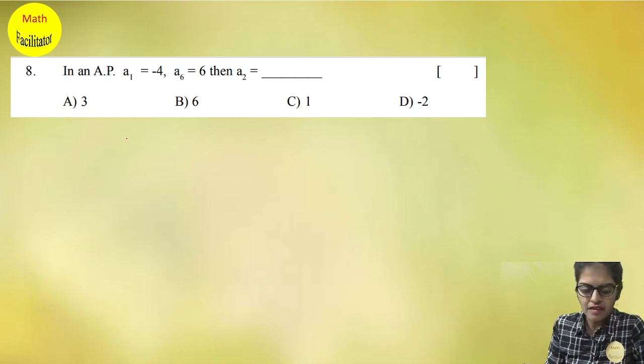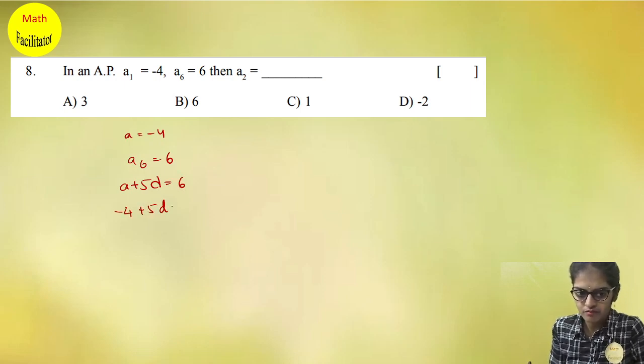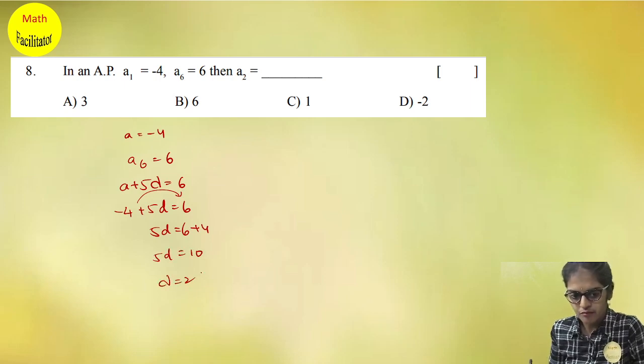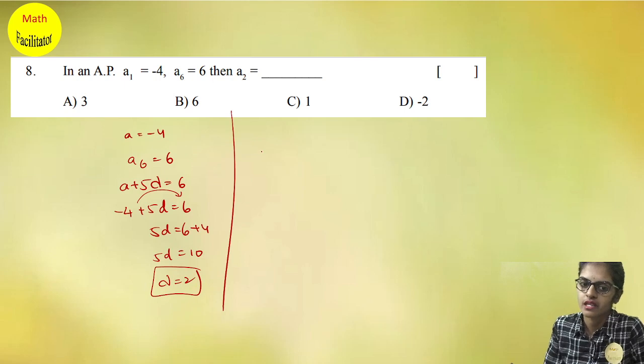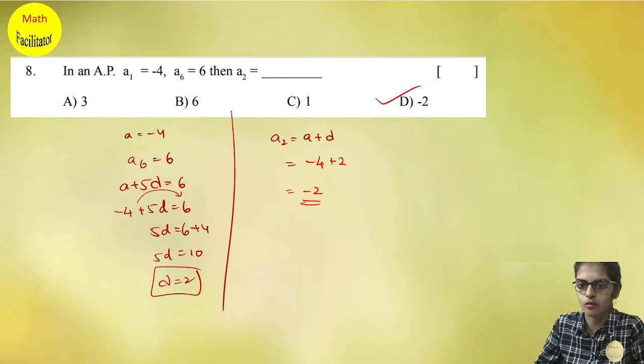Yes. If in an AP, A1 is minus 4, so first term is minus 4. Sixth term is 6. Sixth term means A plus 5D is 6. But A is minus 4, so substitute. So 5D is 6. Taking minus 4 to the other side becomes plus 4. So 5D is 10. So D is simply 2. If D is 2, now A2 I want. A2 means A plus D, simple. A is minus 4, D is 2, so second term is minus 2, option D.